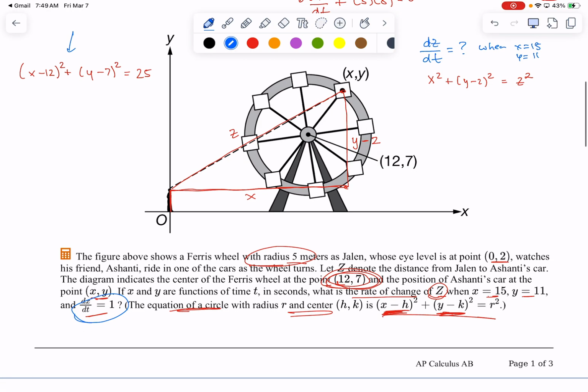And I can find z because I have my equation. If you want to find z right now, you could plug into this equation and figure out z. So what would it be? 15 squared plus 11 minus 2, which is 9 squared, is equal to z squared. So that would be 225 plus 81 is equal to z squared. Somebody tell me what 225 plus 81 is. 306. So it'd be the square root of 306 for z. Is that correct? Square root of 306? I feel like that's not right.